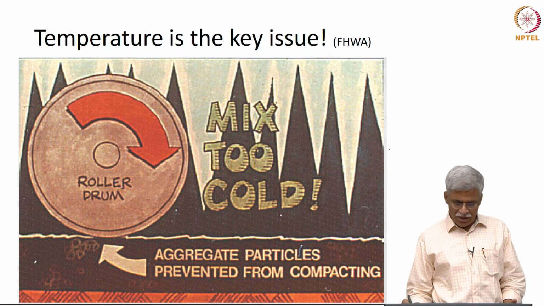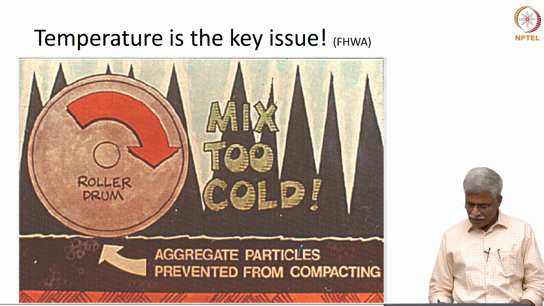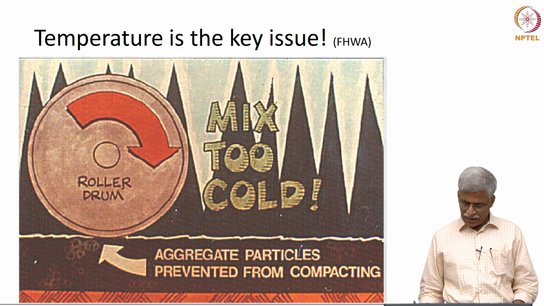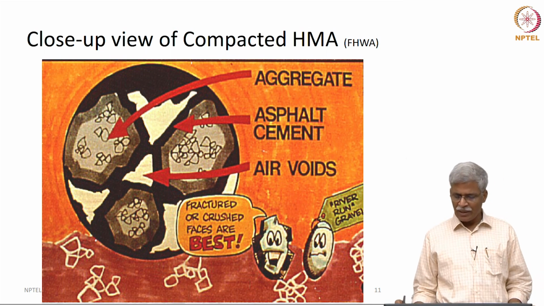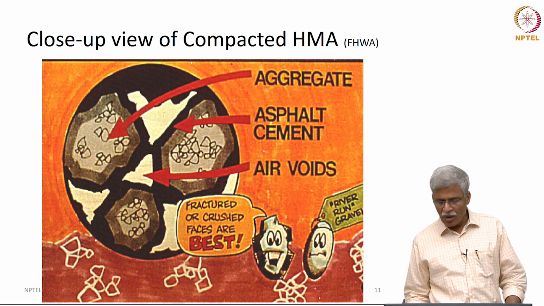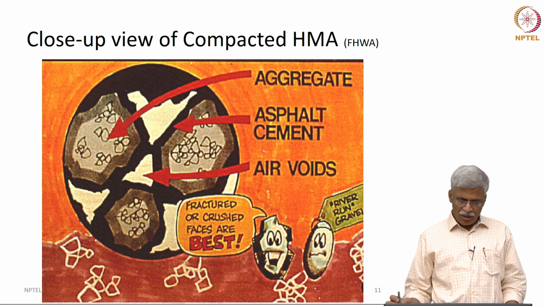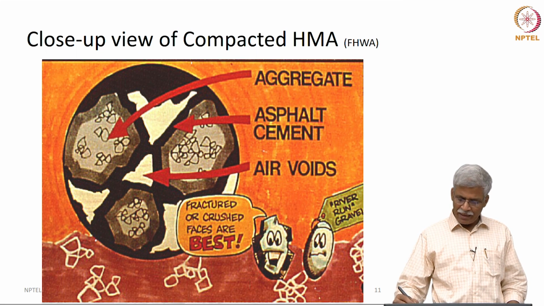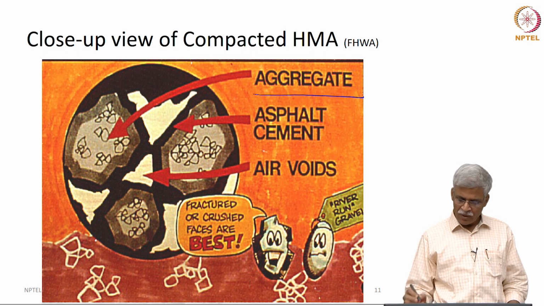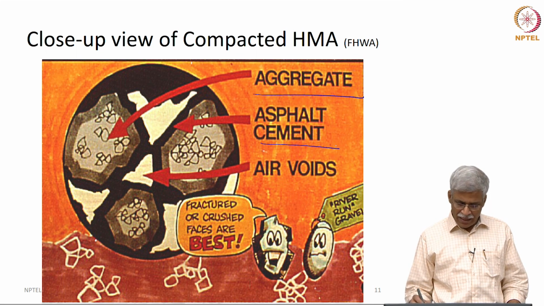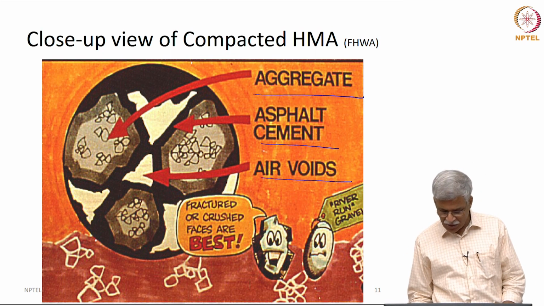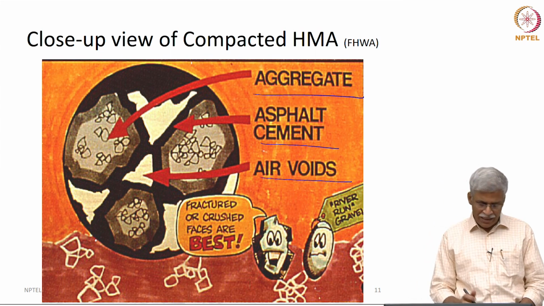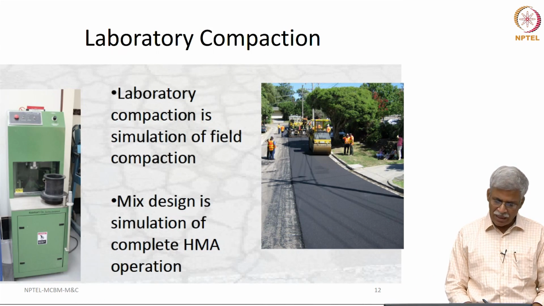So, if the mix is going to be very cold, then there will be a possibility of the aggregate particles being prevented from compacting. So, if you really look at the close up picture of the compacted hot mix asphalt, you are going to see the aggregate here, as you can see, and the binder here and air voids here. So, when you use stones with fractured or crushed faces, you are going to get this completely better interlock.